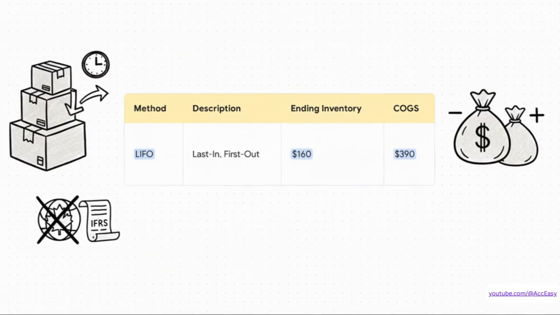Next up is LIFO, or last in, first out. This is the complete opposite. It assumes the most recent items you bought are the first ones you sell. This gives you a lower ending inventory value and a higher COGS. Now, it's a super important concept to understand, but you've got to know that LIFO is generally not allowed in Canada under the main accounting rules, which we call IFRS.